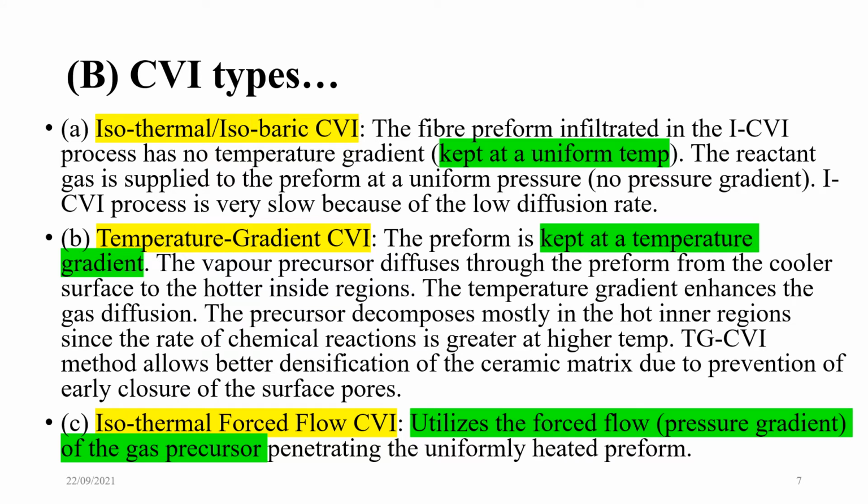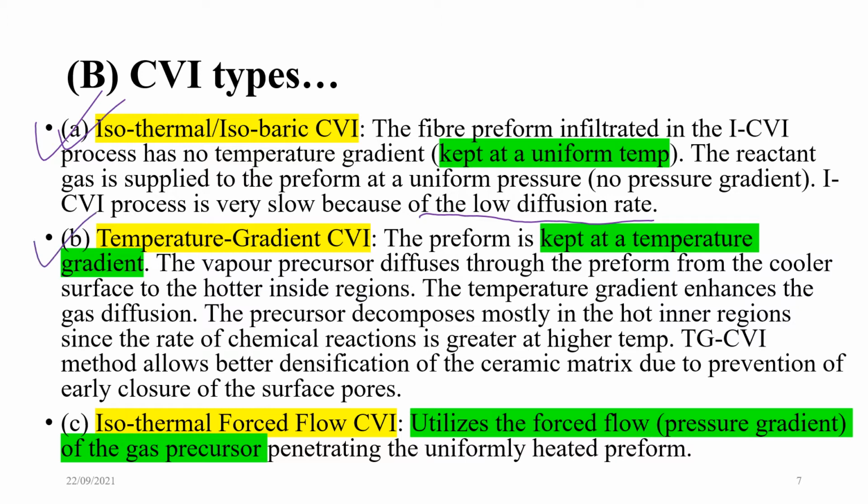Now isothermal or isobaric CVI. The fiber preform infiltrated in the ICVI process has no temperature gradient. That means it is kept at a uniform temperature, as the name isothermal suggests. The reactant gas is supplied to the preform at a uniform pressure. That means no pressure gradient, also isobaric. The ICVI process is very slow because of the low diffusion rate, at a constant pressure and a constant temperature.